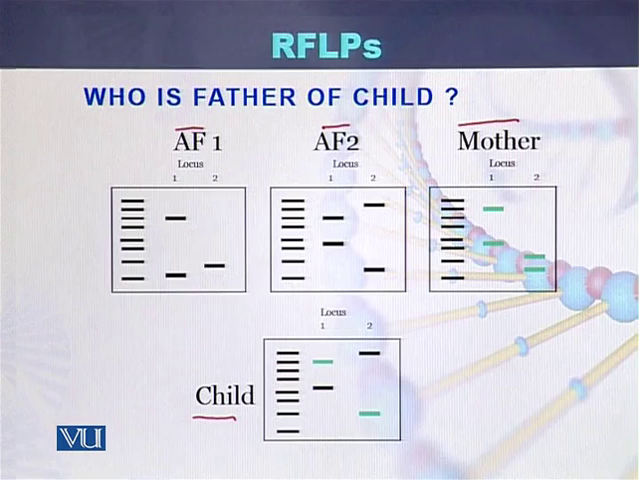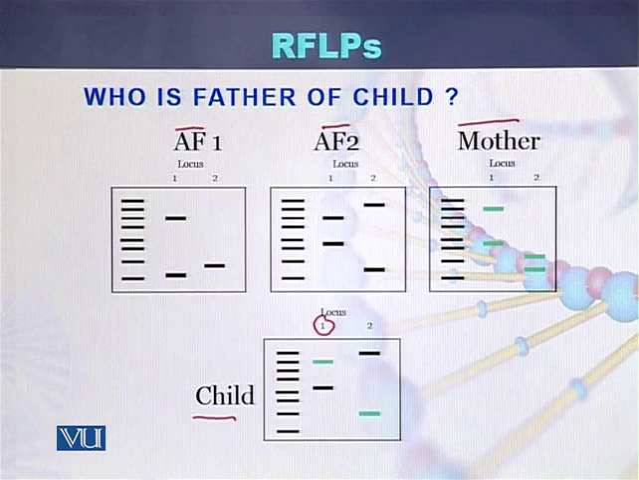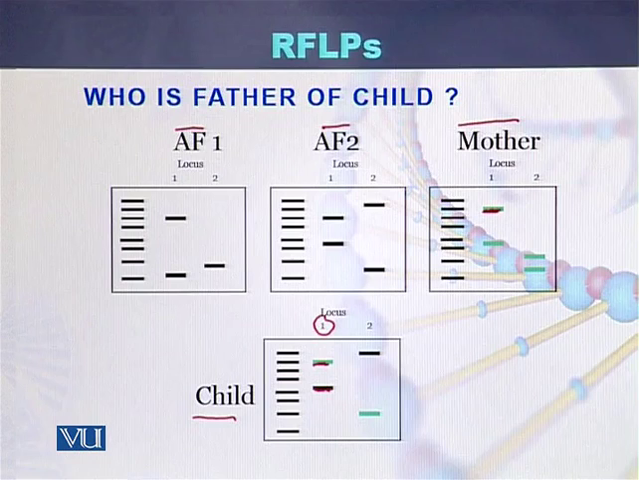If she is the mother, if we do the comparison at locus 1, in case of the child, this is locus 1. In this case, the child has got this allele from the mother. This is this allele. So if we check, this allele should belong to the father. So which is the father from whom this child has obtained this allele?